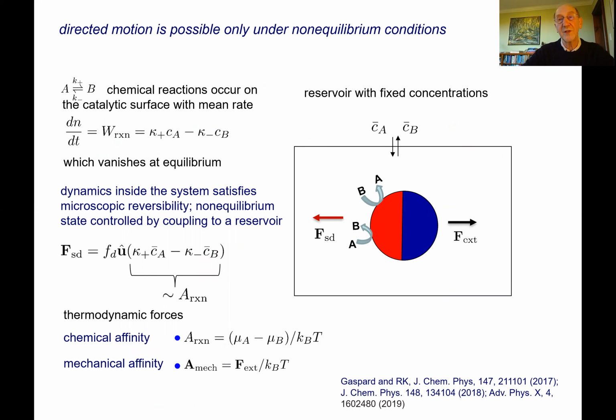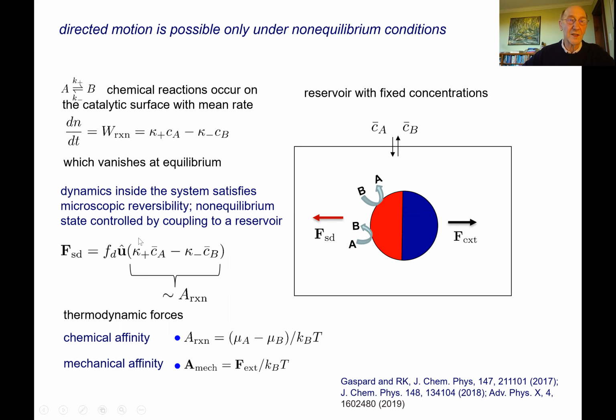So I mentioned that the motor reactions, as a result of the underlying microscopic reversibility of the equations of motion, are reversible. And so directed motion is really only possible if the system is out of equilibrium. There's no net motion in equilibrium. So I want to consider some of the implications of this.